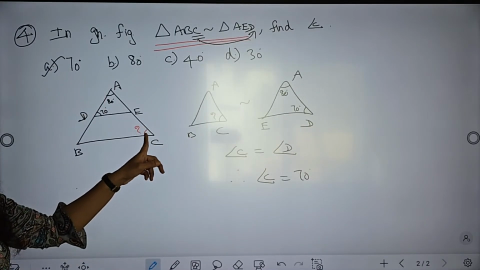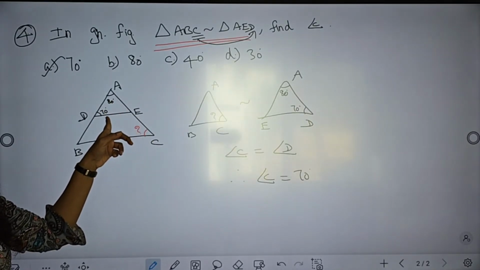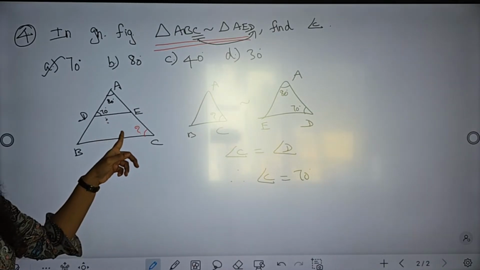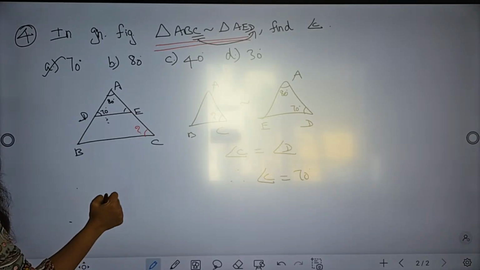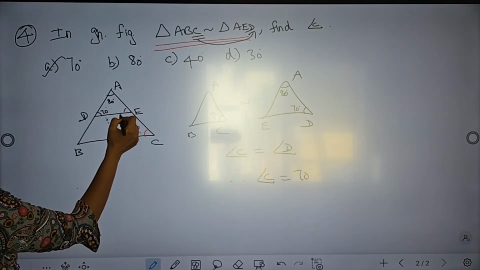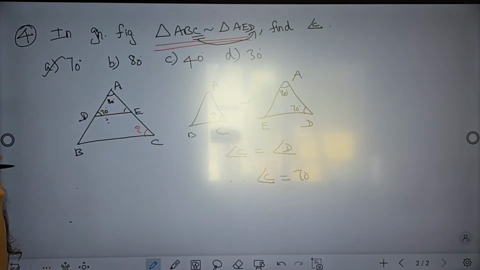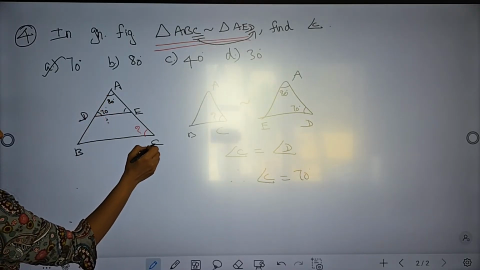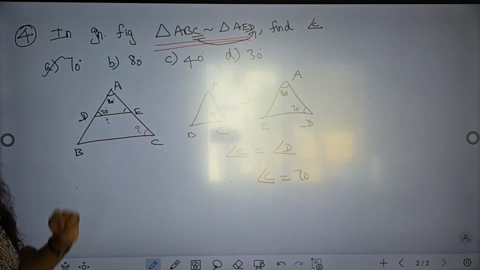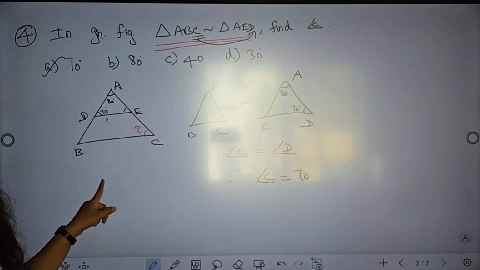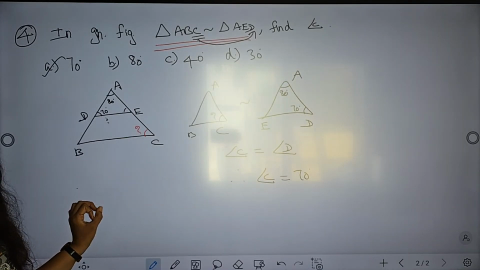But be careful, angle C is not equal to this angle E, right? So what they will do, they will be finding the angle E value by angle sum property. It's wrong, because angle C corresponding angle is angle D, not E. That you should keep it in mind, right? Okay, is it clear? So we move to the next problem.